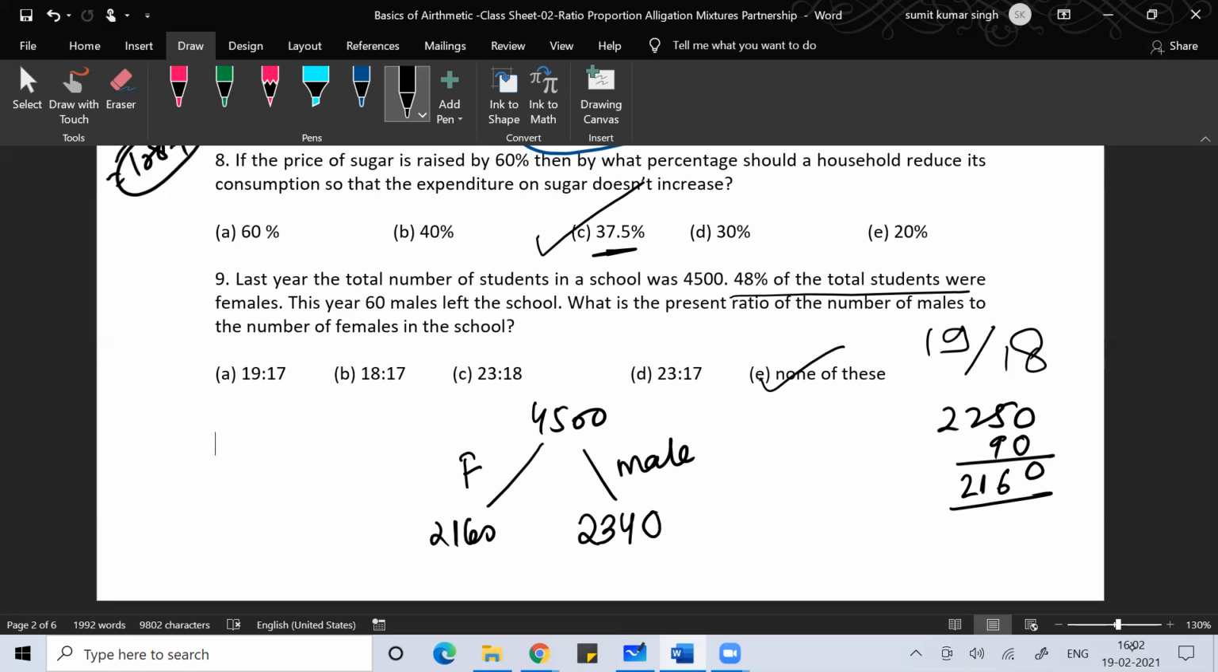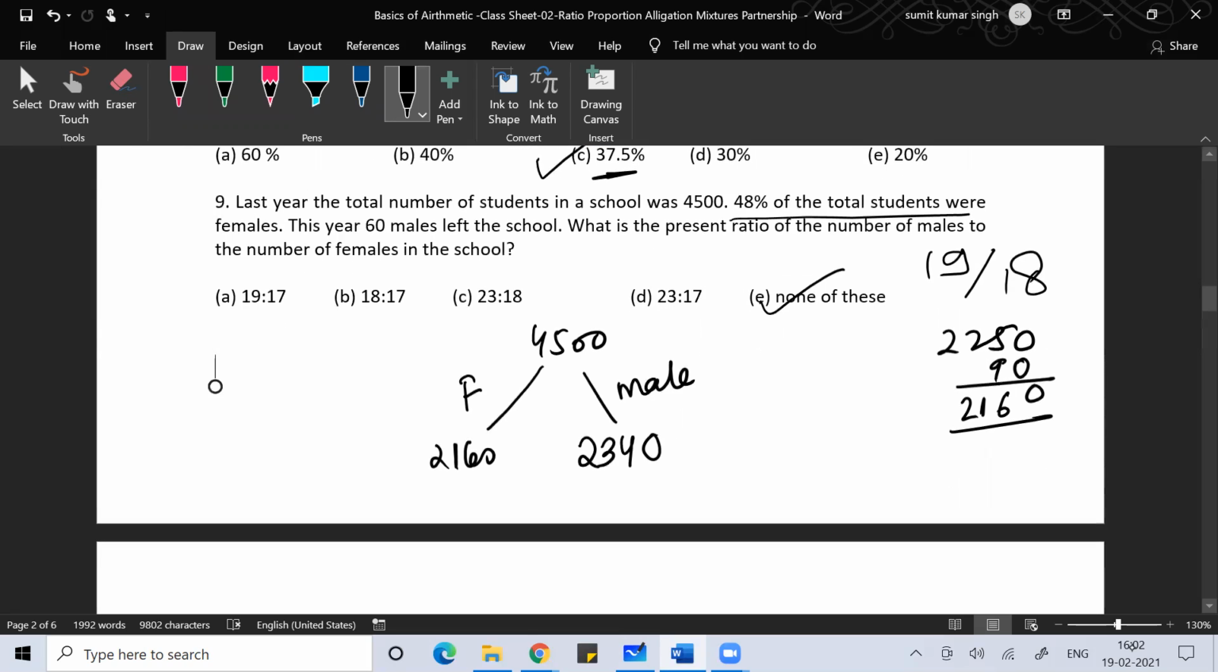This year, 60 male left the school. So now the number of male is 2280. What is the present ratio of the number of male to the number of female in the school?